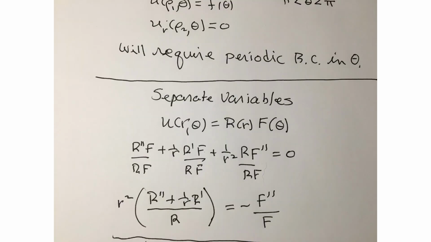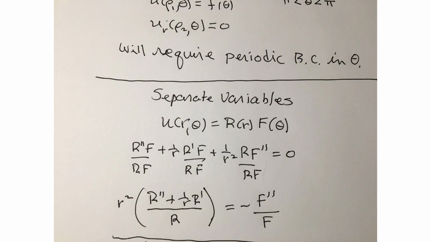The next step is, of course, to separate variables. U of r and theta is R of r times F of theta. Substitute into the differential equation and divide by the product, and we end up with the equation at the bottom of the screen where I've separated them on two sides of the equation. On the left, a function of r alone. On the right, a function of theta alone. And we're led to the conclusion that both sides must be equal to a common constant.